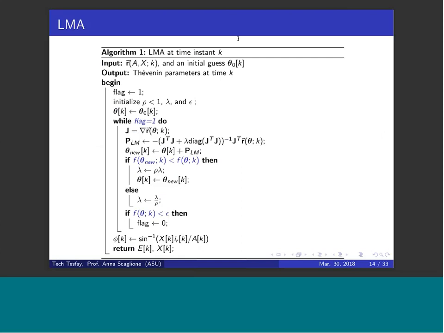I will not go through the details of this LMA algorithm. It suffices to say that the main difference between the Gauss-Newton method and the LMA algorithm is that the LMA algorithm uses these regularization parameters, whereas the Gauss-Newton method doesn't use this regularization.